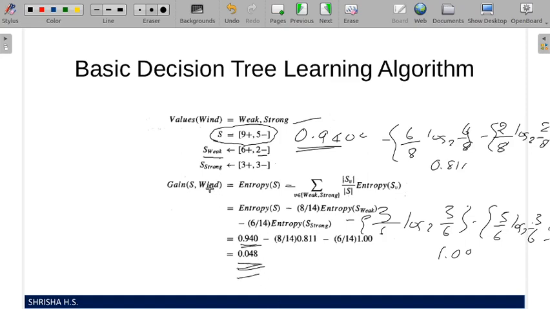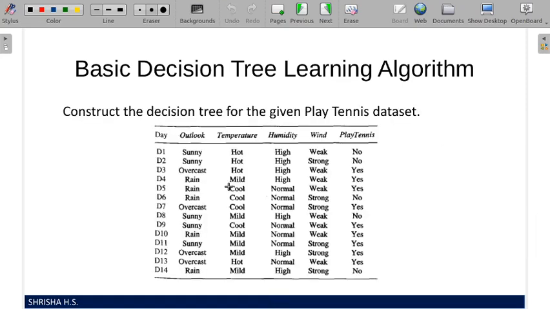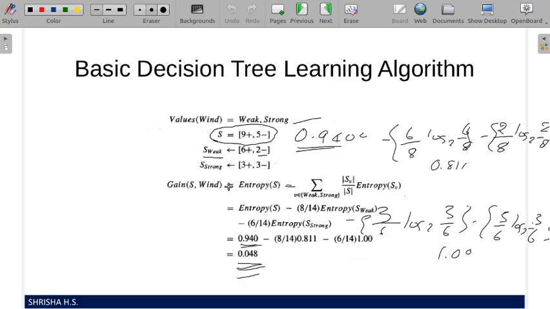So we have done this here for wind, for this table. Similarly we have to do it for humidity, temperature, and outlook, and whichever gives the highest information gain will be the first attribute we select as the root, and then move on. This is just a demonstration of how this formula works.